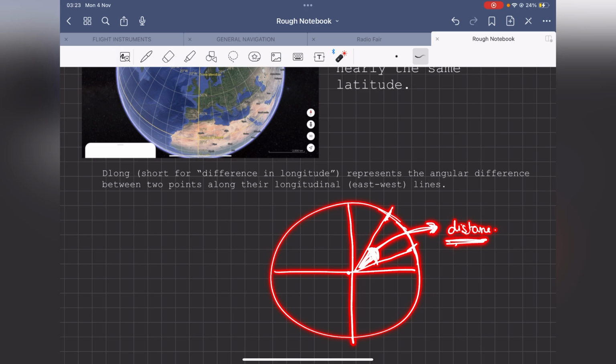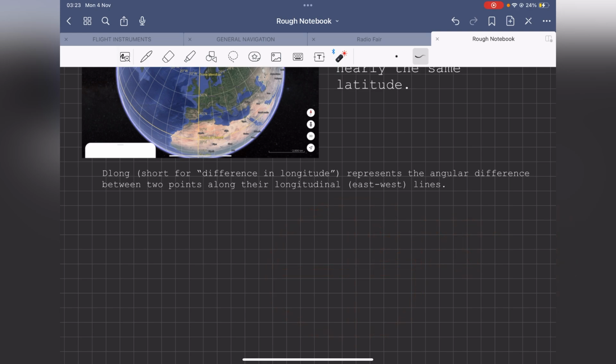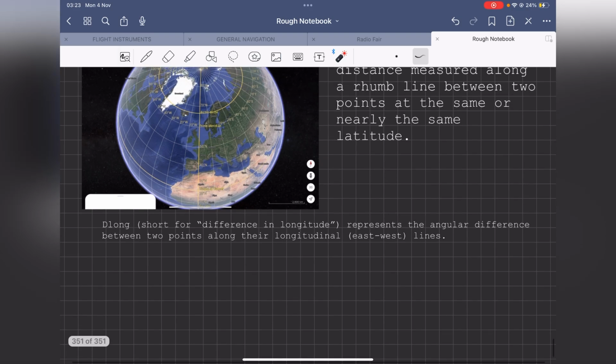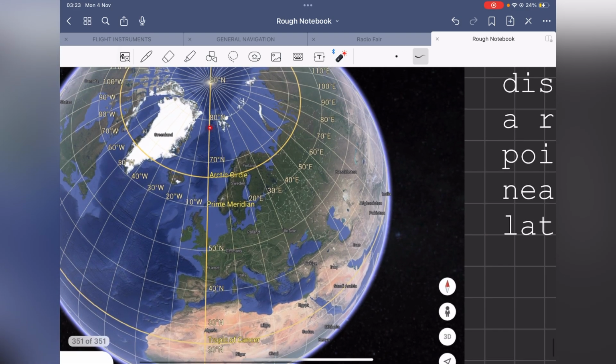But what was I trying to measure? I was trying to measure the angular difference along a longitude. That used to give me my ch lat, or angular difference between two latitudes. Similarly, d long, or difference in longitudes, is the angular difference between two points along their longitudinal east-west lines. So what is d long? D long is this angle between the longitude I want and the second longitude. This is known as the difference of longitudes.